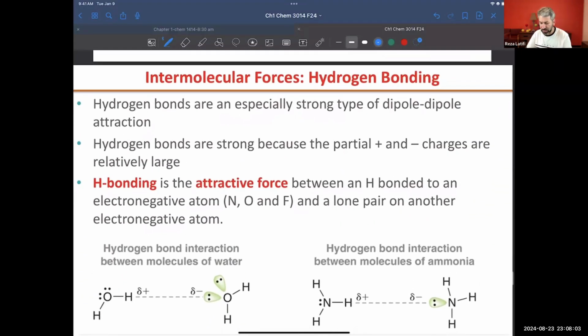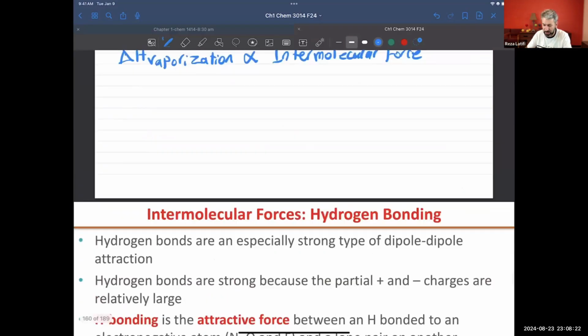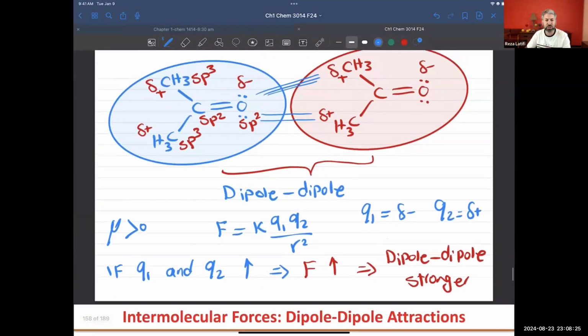The next force that I'm going to talk about will be hydrogen bonding. And what's hydrogen bonding? Hydrogen bonding is a dipole-dipole interaction, but an extreme version of dipole-dipole. What do I mean by extreme version? How do we get a strong dipole-dipole interaction? In order to get strong dipole-dipole interaction, let's go back. We said we need to have Q1 and Q2 to be big positive and negative charges. So anything that increases Q1 and Q2 will make the force stronger. How can I have huge positive and negative charges on one molecule?